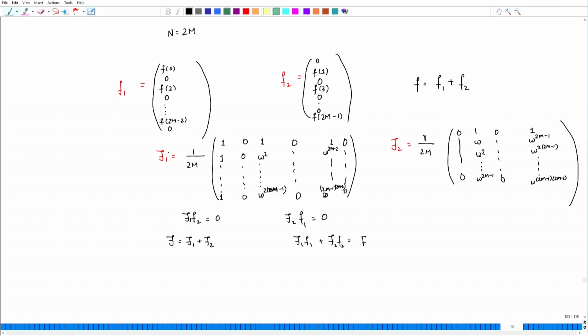So, in a sense, when I am acting the script F1 on f, although it is a part of the 2m cross 2m matrix, I can treat that as a function on Z_m instead of Z_2m.